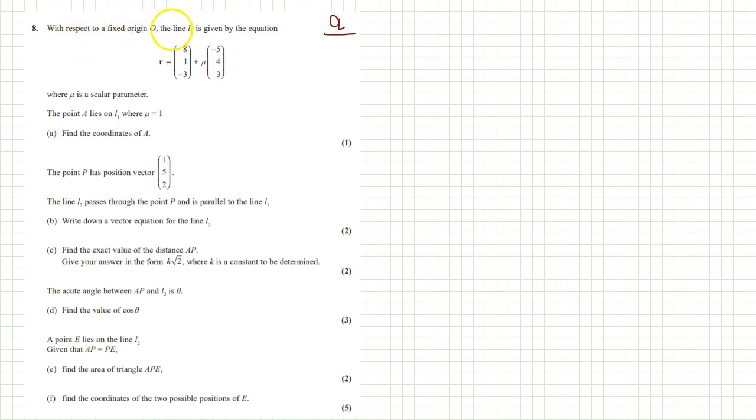With respect to a fixed line O, the line L1 is given by equation r is equal to (8, 1, -3) plus mu (-5, 4, 3). Mu is a scalar parameter. Point A lies on L1. This is A. And at this, mu is equal to 1. So this mu is 1.